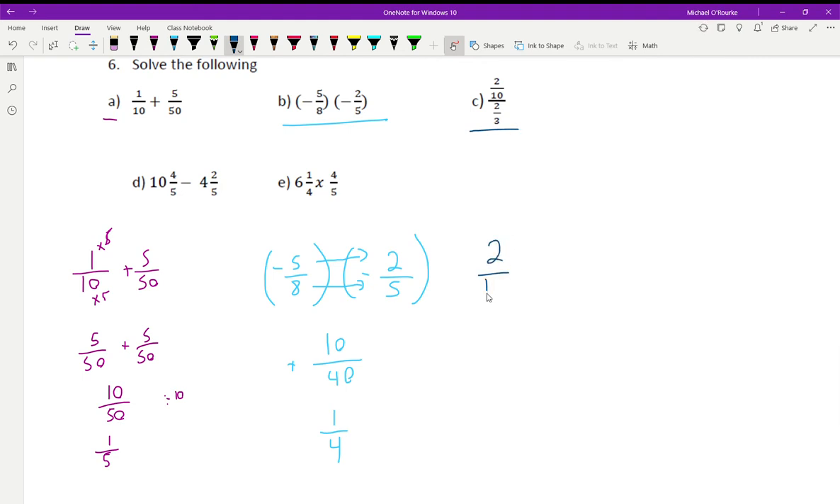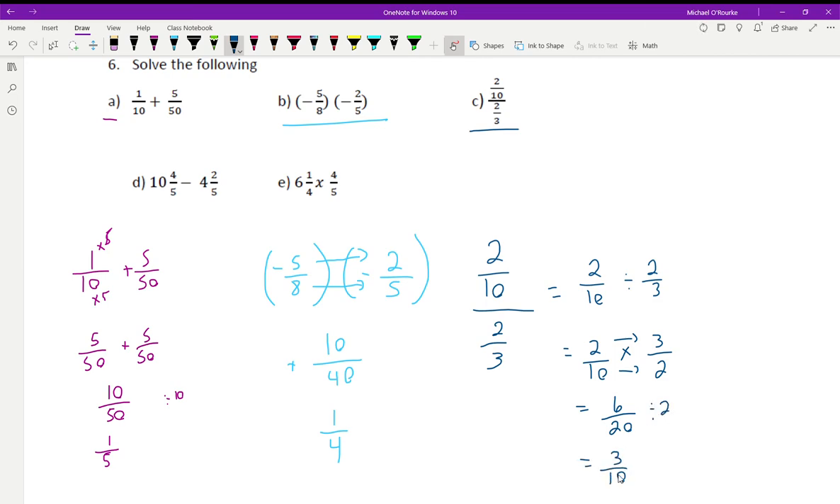So we have 2 over 10 divided by 2 over 3. Okay? Or I could write this as 2 over 10 divided by 2 over 3. And when we divide, we flip the second one and make it a multiply. Then we're going straight across again. Which is going to be 6 over 20. Now let's divide both by 2, which is going to give us 3 over 10.